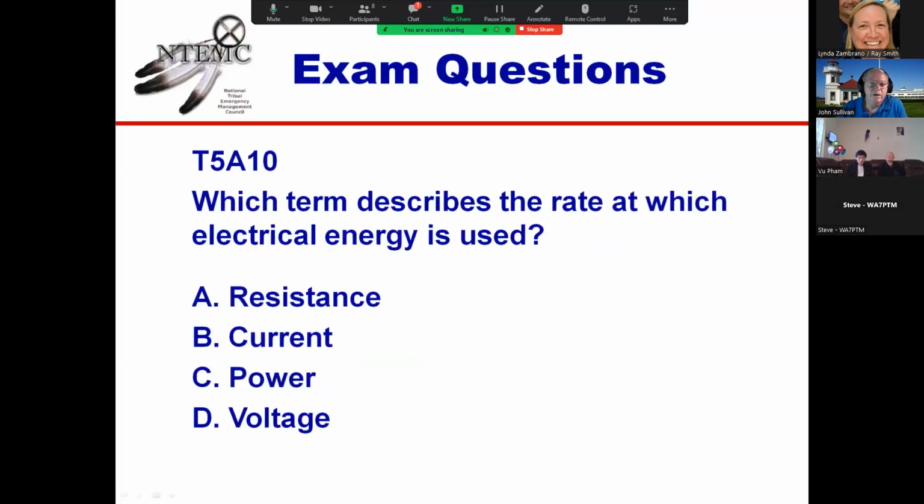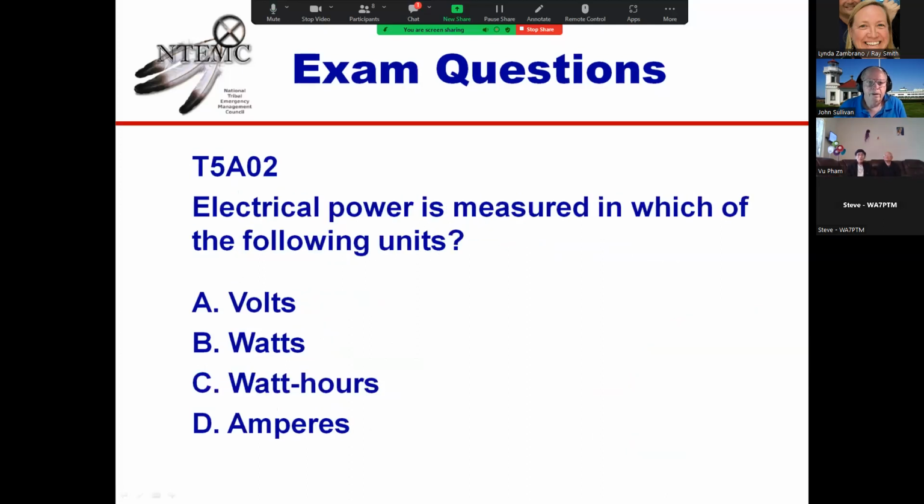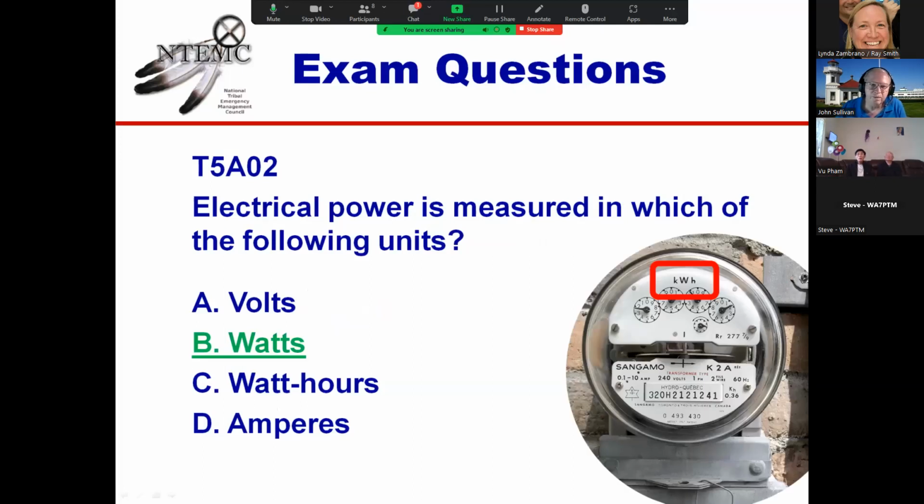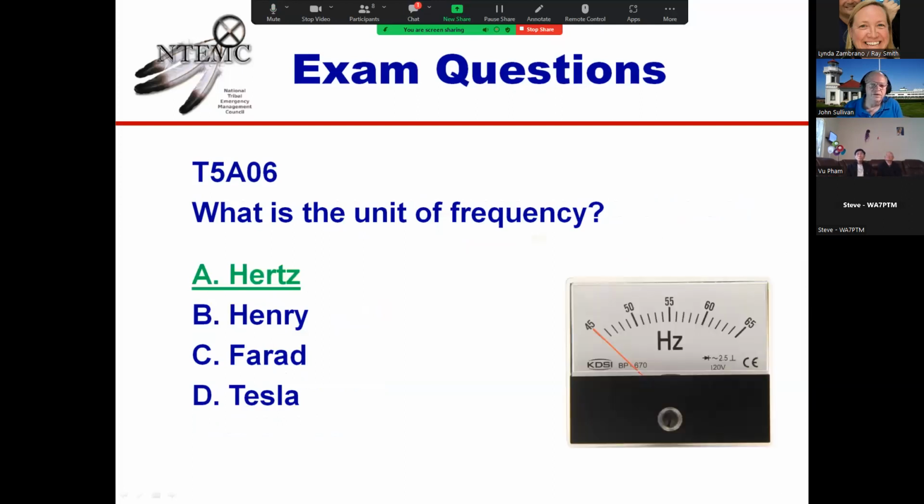Which term describes the rate at which electrical energy is used? Remember, that was the first definition I talked about, power being the rate at which electrical energy is used. The answer is power, C. And electrical power is measured in which of the following units? This one has a little bit of a tricky thing thrown in there. It's watts, not watt hours, but watts for power. And what is the unit of frequency? And that is hertz, cycles per second, or hertz.